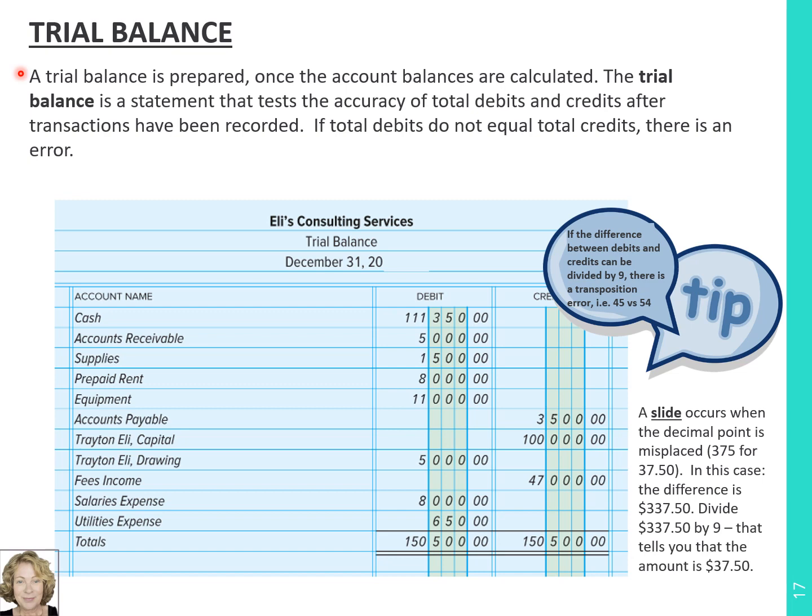A slide occurs when the decimal point is misplaced. So you've entered one side as $375 and the other one as $37.50. Those are the two typical errors that you might find. Other errors would be, for instance, you recorded a debit but forgot to record the credit. That's typical as well. That's why after the trial balance has been prepared, we double check that the total debits equal the total credits, and so now we're ready to prepare the financial statements. So don't forget that important step. Double check that your debits equal your credits.